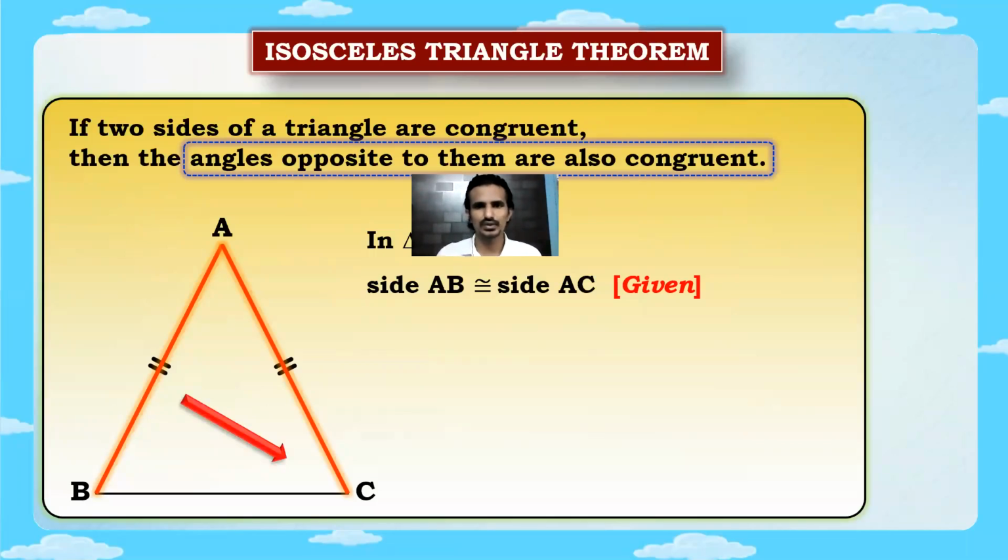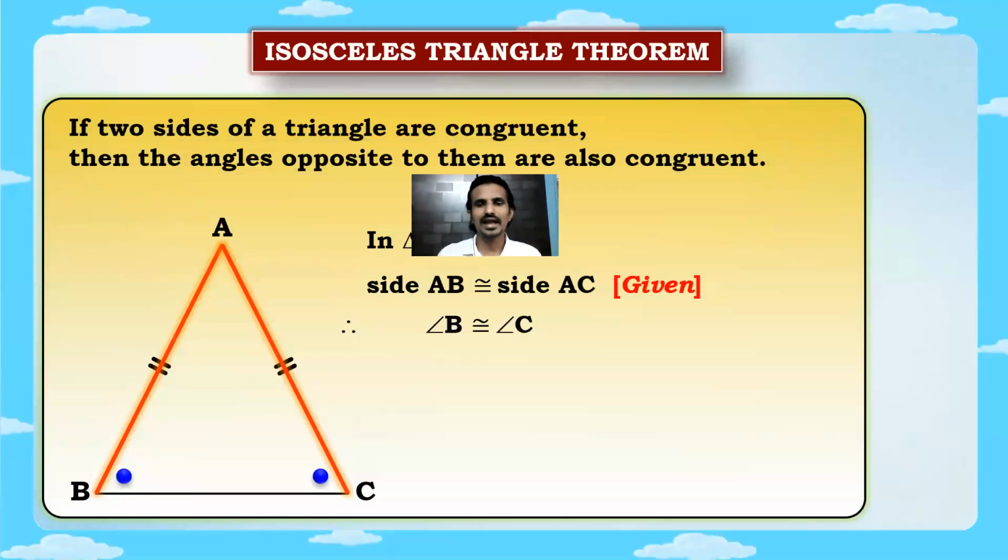Now see the angles opposite to them. The angle opposite to AB is angle C, and the angle opposite to AC is angle B. Since we have AB and AC congruent, when two sides are congruent, their opposite angles are also congruent. The opposite angles are B and C. So if side AB is congruent to side AC, therefore angle B is congruent to angle C.